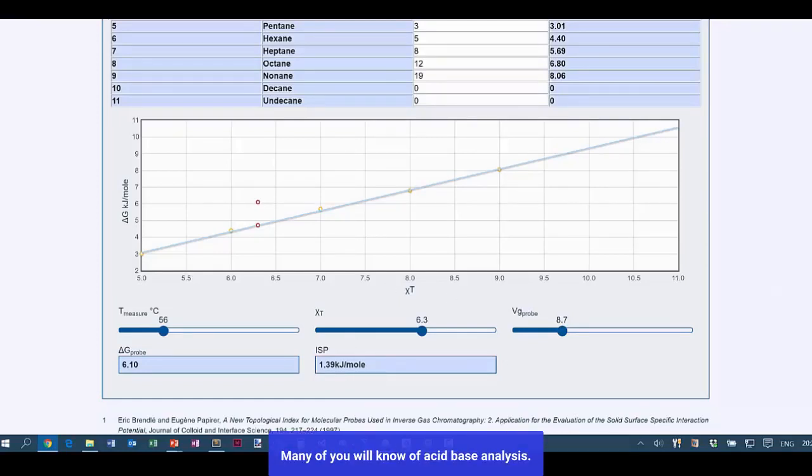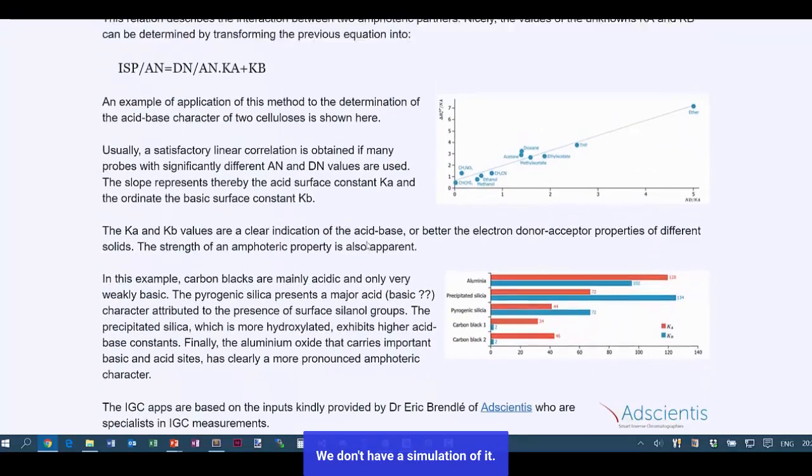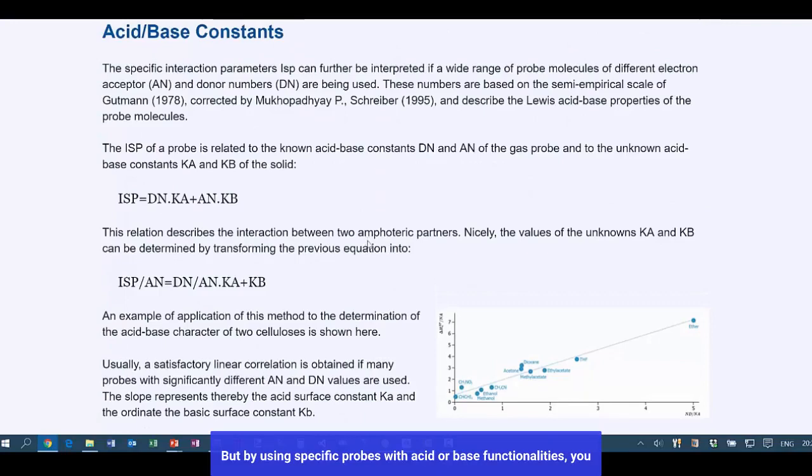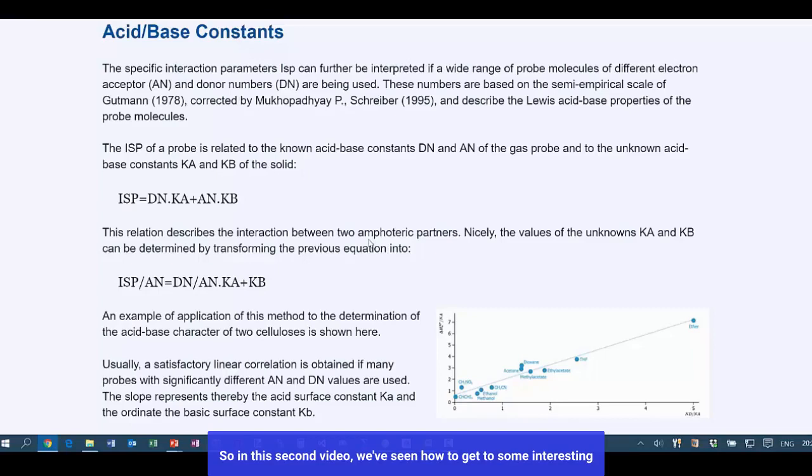Again, a powerful technique. Many of you will know of acid-base analysis. The app doesn't do it here, we don't have a simulation of it, but by using specific probes with acid or base functionalities, you can disentangle the acid-base constants of the surface. So in this second video, we've seen how to get to some interesting surface properties by very simple experiments with a fundamental analysis.